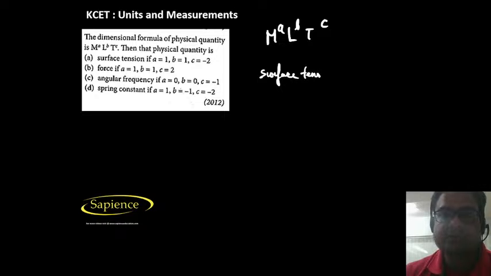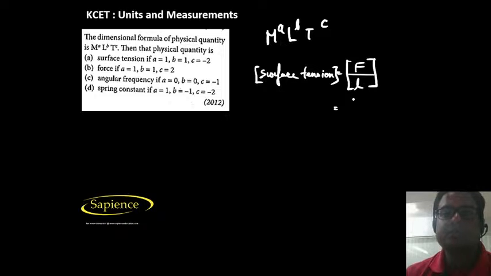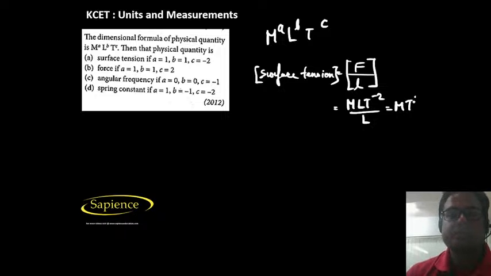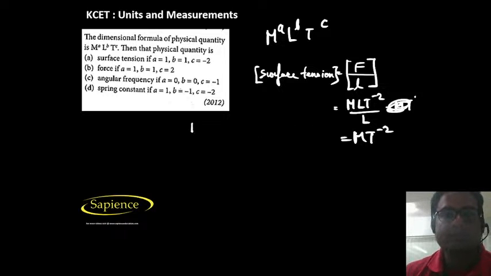Surface tension is the surface force per unit length. Therefore the dimensional formula of surface tension will be the same as the dimensional formula of force by length. So it is M L T^-2 divided by length, that is M T^-2. So it will be M^1, L^0 and T^-2.